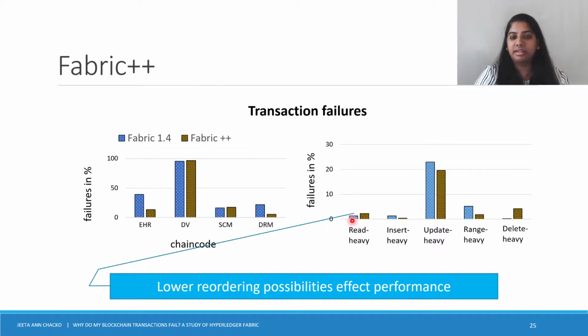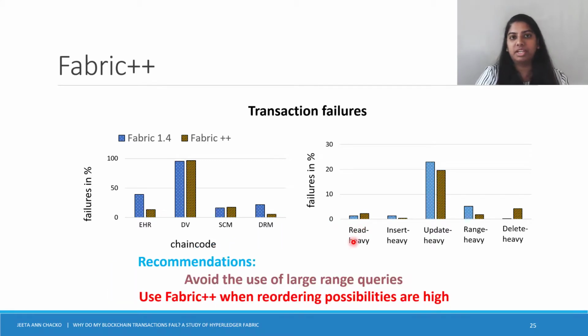The second exception we see is where the reordering possibilities are very few, for example, with a very read-heavy workload or a delete-heavy workload, where the reordering algorithm has to execute, thereby increasing the latency, but the result may not resolve conflicts. Therefore, here our recommendation is to evaluate the reordering possibilities before using reordering strategies.